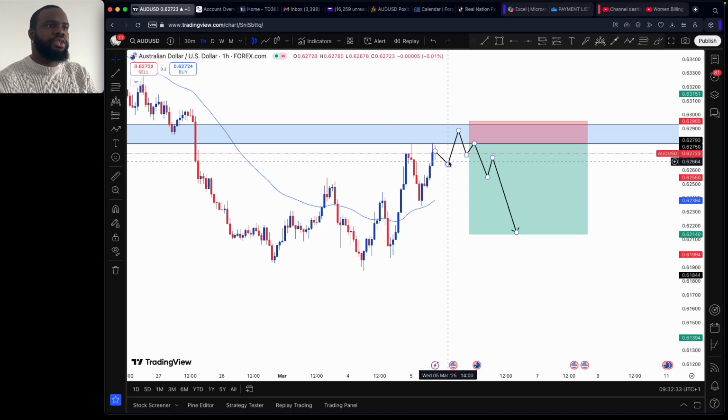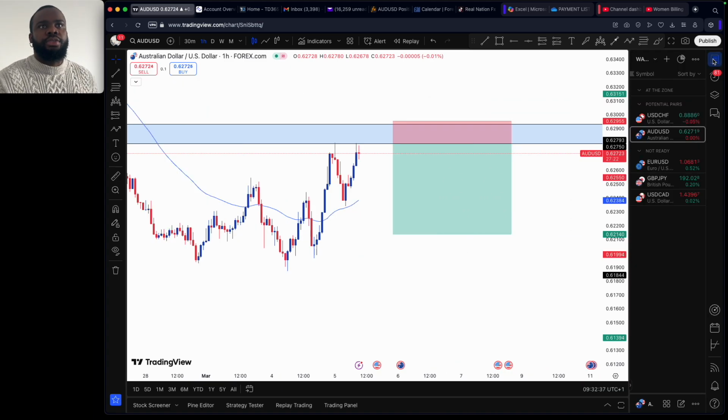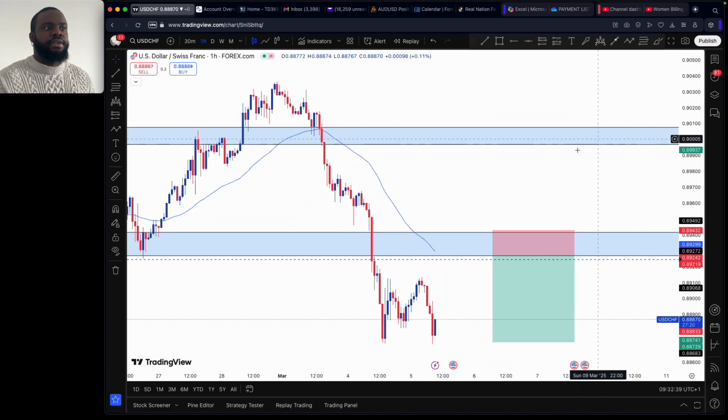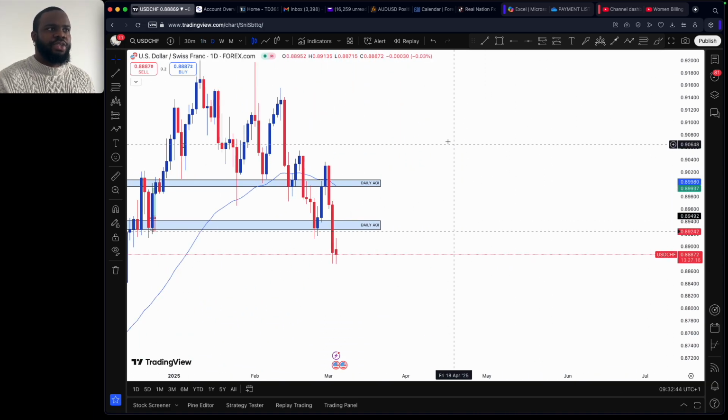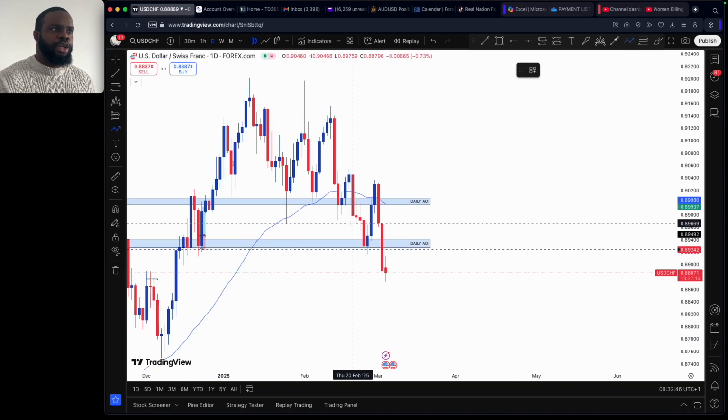So that is for AUD USD. It's still lining up very well. So let's go to the other ones. I have USD CHF. Last week we saw USD CHF closing above this area of interest.